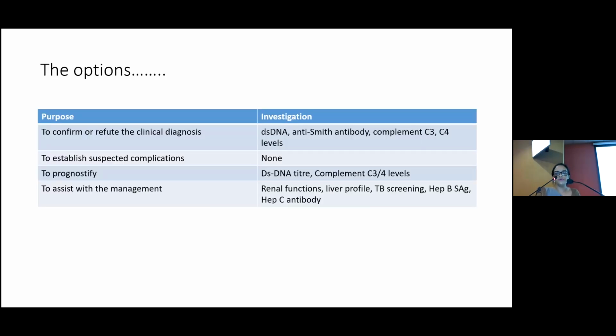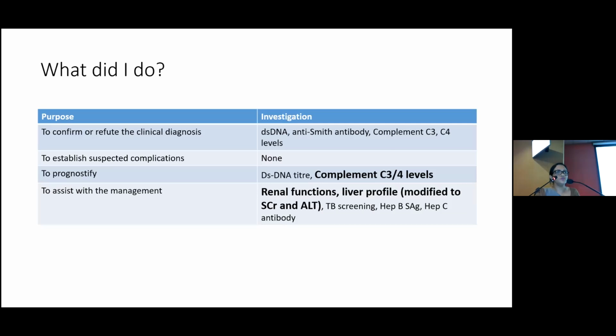So when I ask you, what are the options? Okay, again, these are the available options. What you can do, to confirm your diagnosis, is double-stranded DNA, anti-Smith antibodies, and the complement C3, C4 levels. And to establish suspected complications, I would say, given that there are no other clinical features, sensibly you would do nothing. To prognosticate, yes, the dsDNA titer and the complement C3, C4 levels will be helpful. And to assist with the management, again, your decision being to start on disease-modifying drugs, all the rest that I told you earlier. But what did I do?